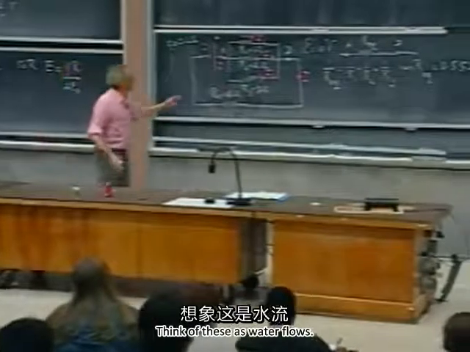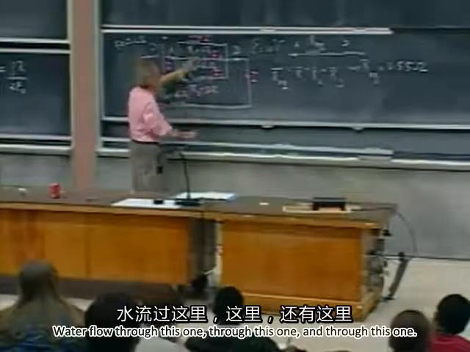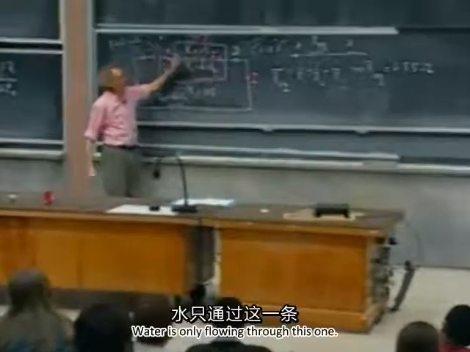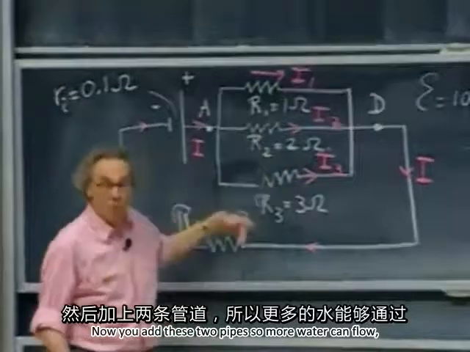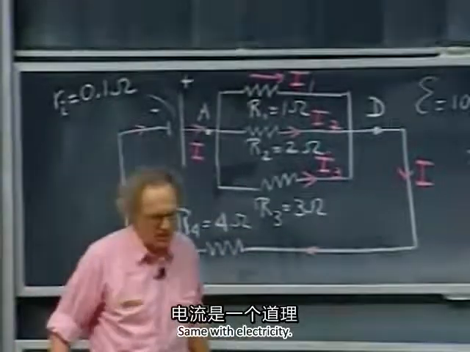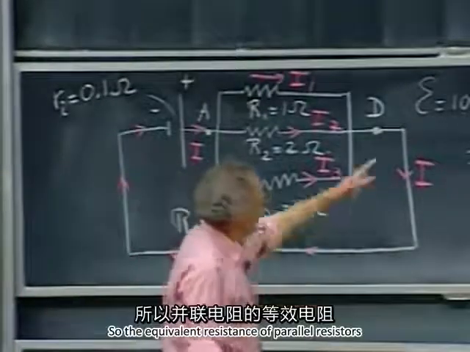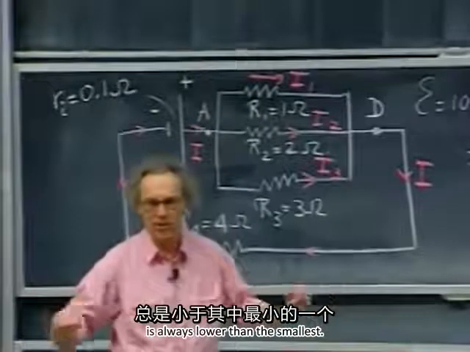Think of these as water flows. Water flows through this one, and through this one. Remove these two. Water is only flowing through this one. Now you add these two pipes, so more water can flow. So the equivalent resistance goes down. Same with electricity. So the equivalent resistance of parallel resistors is always lower than the smallest.